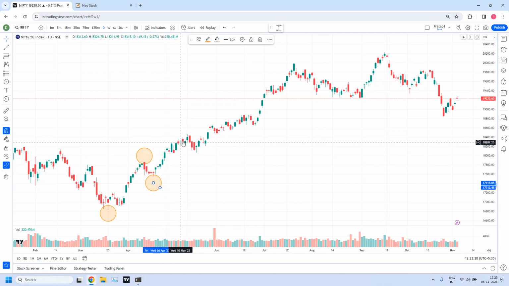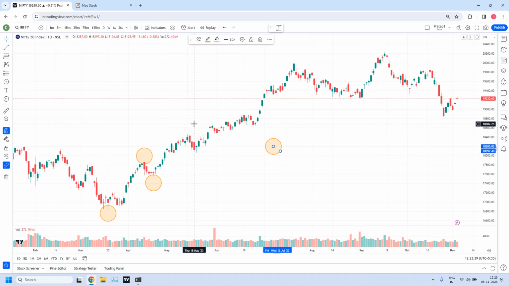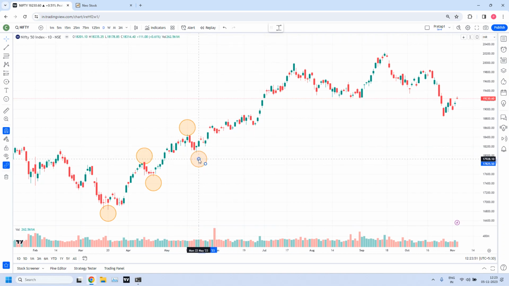Okay, this entire thing is one swing, but here there is a fall. I can consider this is the end of the swing here. So let me mark, this is on 15th May. This is 15th May. And when is the low point in this swing? This is the low, this candle on 19th May. So let me mark.